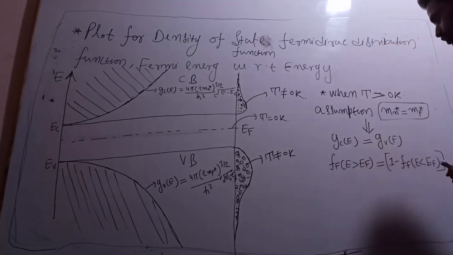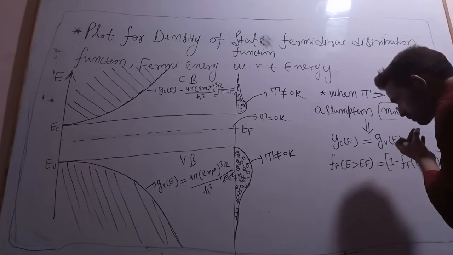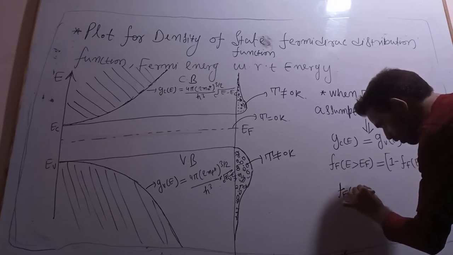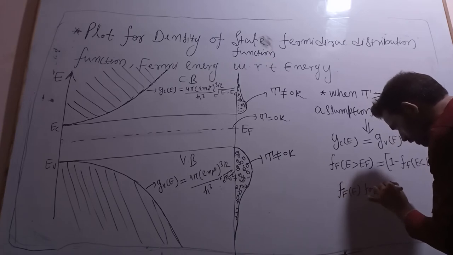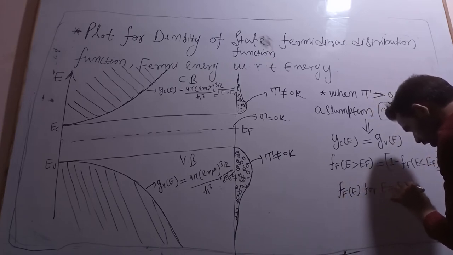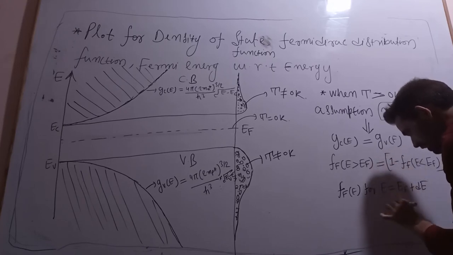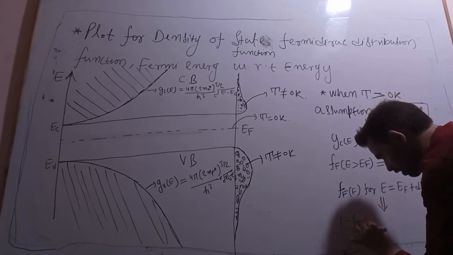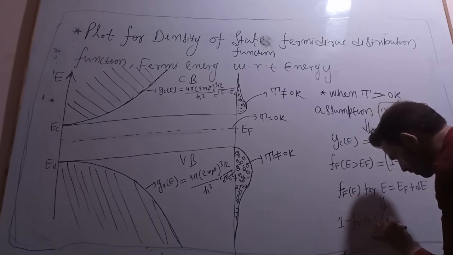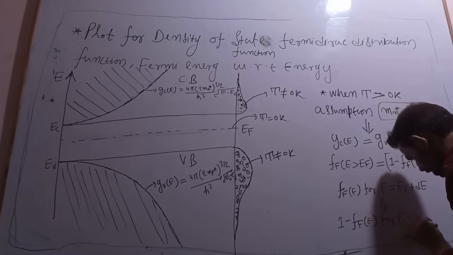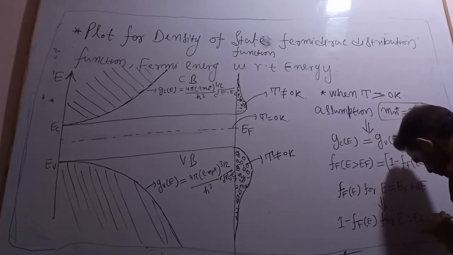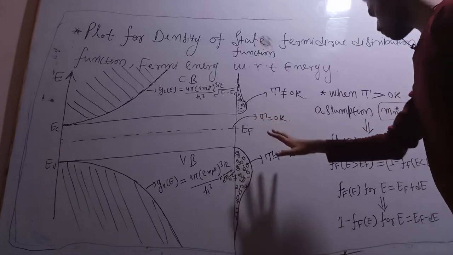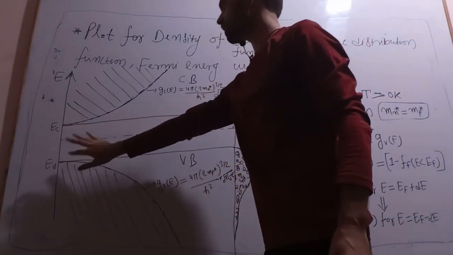And also this f of E, this means what? This means that for E equal to EF plus dE, f of E is exactly similar to 1 minus f of E for E equal to EF minus dE. So all these conditions are symmetrical about this energy band gap, EC and EV.